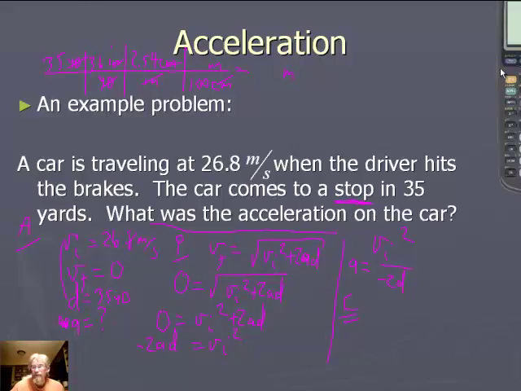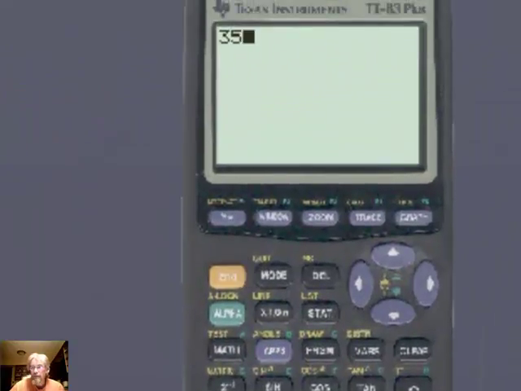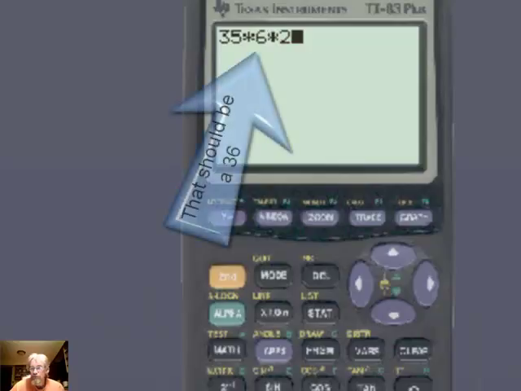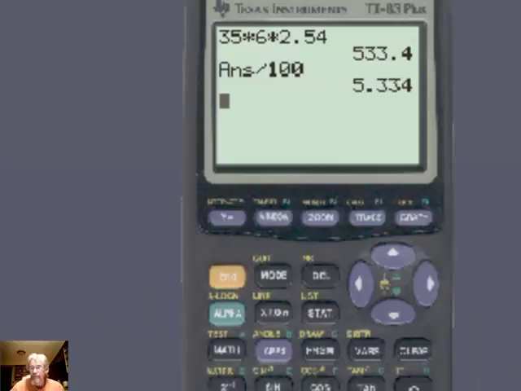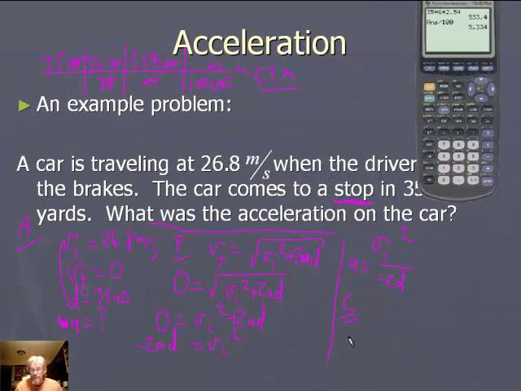Let's grab a calculator and find this out. So 35 times 36 times 2.54, all divided by 100. Well, that tells us that my distance here in meters is 5.3 meters. So that's what I'm going to put in here for D. So now acceleration is VI squared, well, that's 26.8 meters per second, quantity squared, divided by negative 2 times the distance. And the distance we just figured out is 5.3 meters.